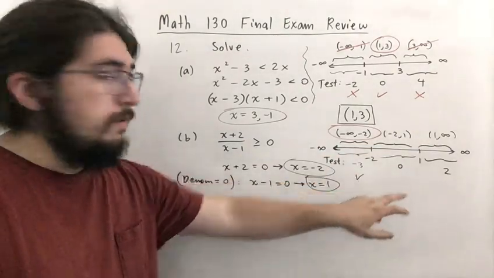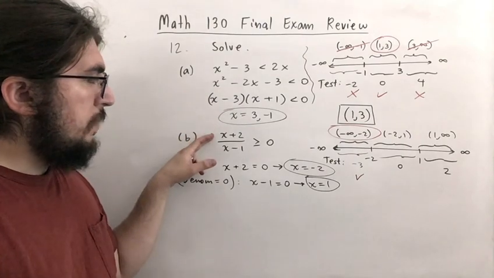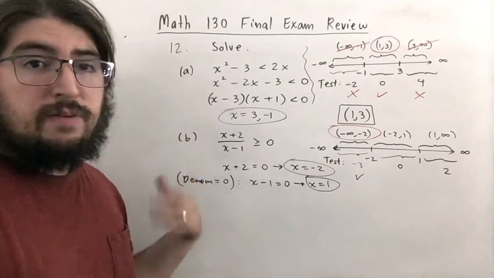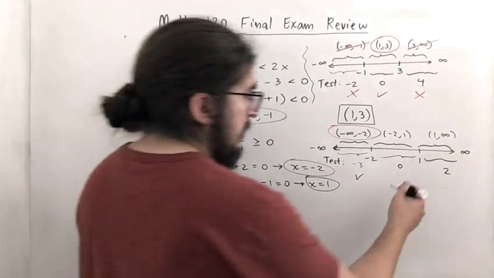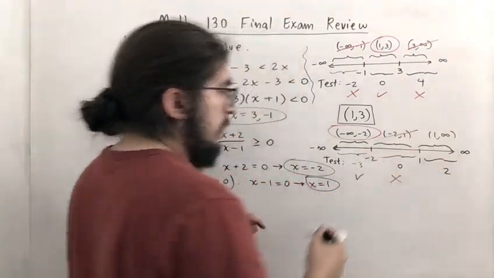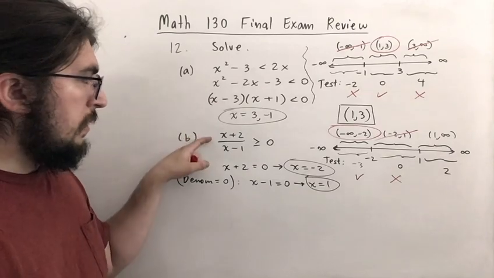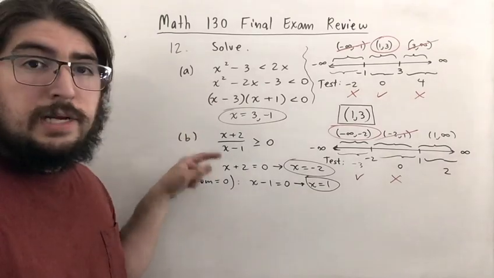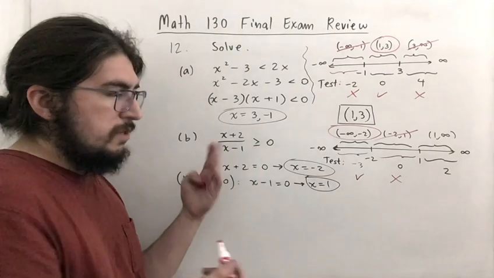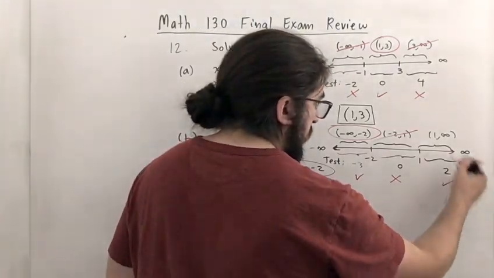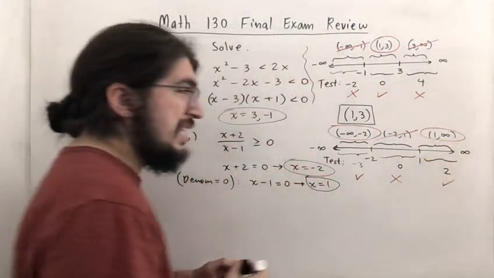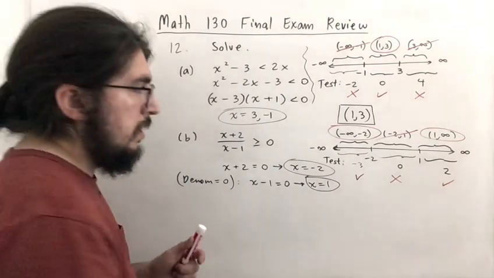When you plug in 0, you get 0 plus 2 is positive, 0 minus 1 is negative, so positive over negative is negative, not positive. So that doesn't work, so we reject this one. Plug in 2. Well, let's see, we get 2 plus 2 is positive, 2 minus 1 is positive, positive over positive is positive, greater than 0 is positive. So this checks out, so we also select this one, so we take the union of those results.